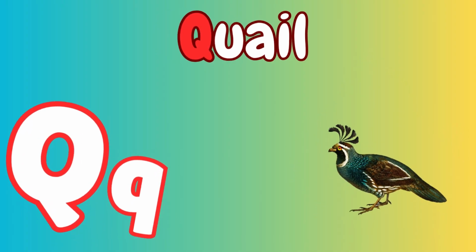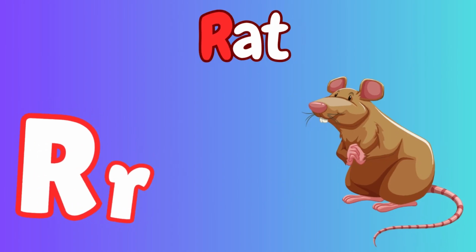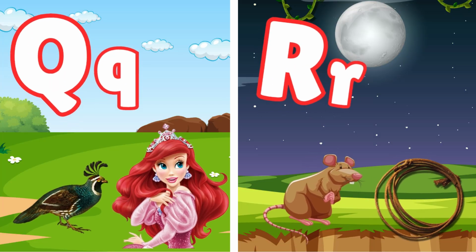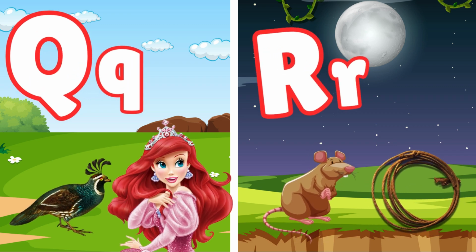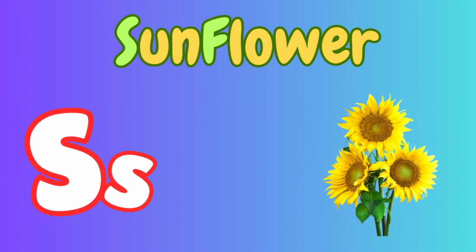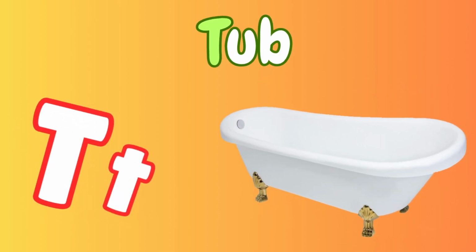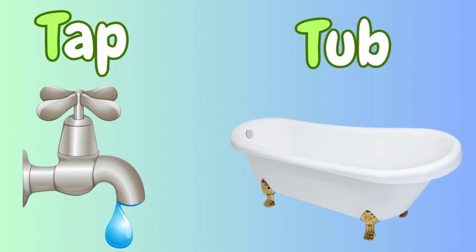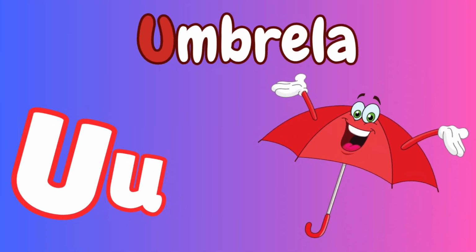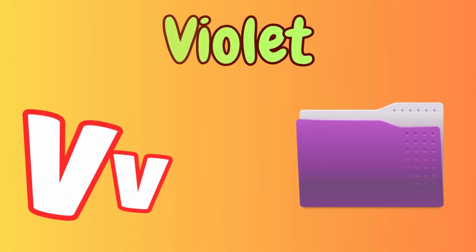Q for queen and Q for quail, Q. R for rope, R for rat, R. S for sun and S for sunflower, S. T for tap, T for tub, T. U for uncle, U for umbrella. V for violin, V for violet, V.